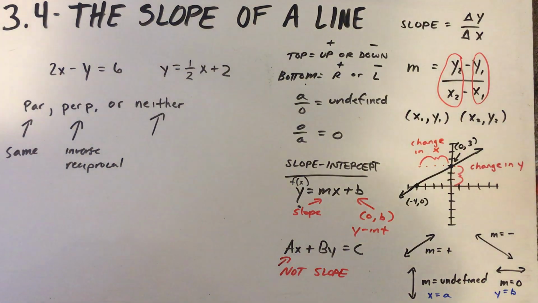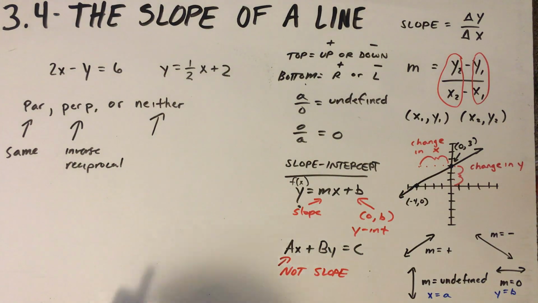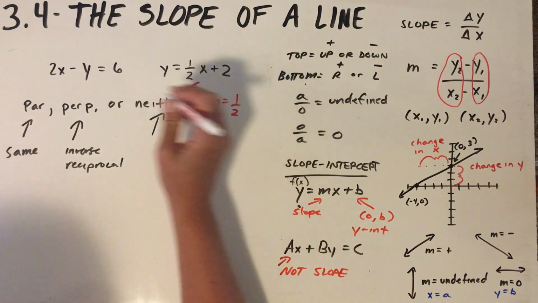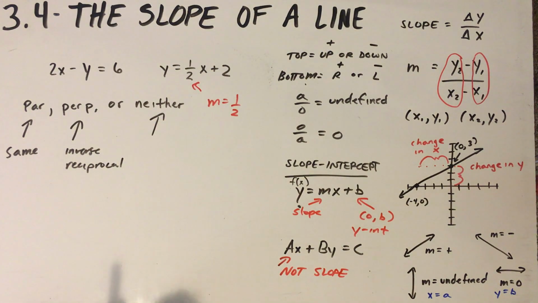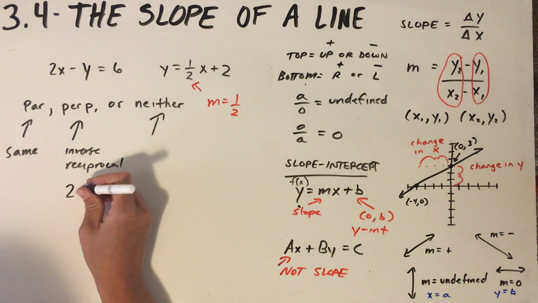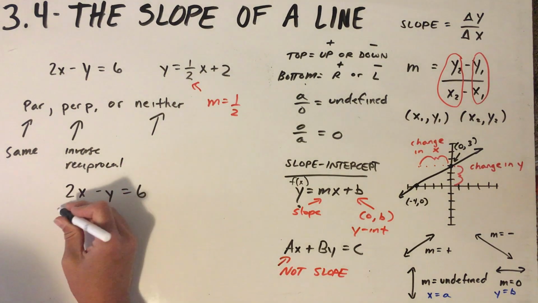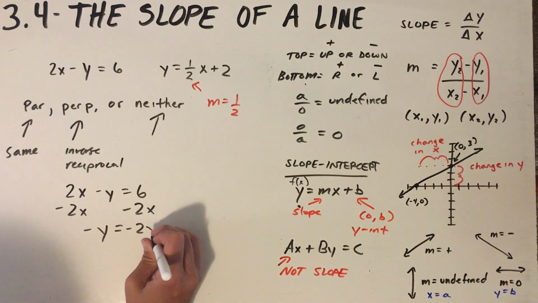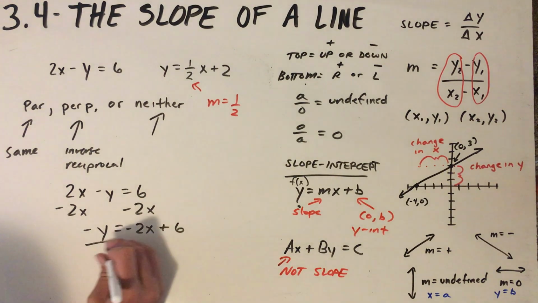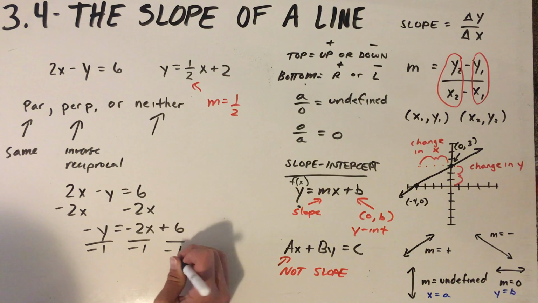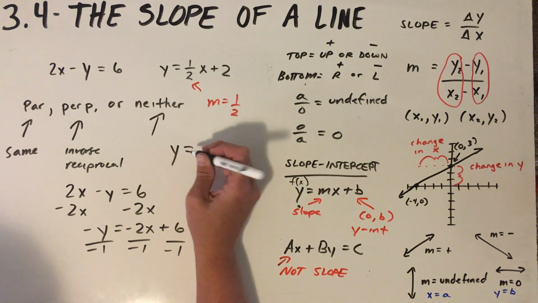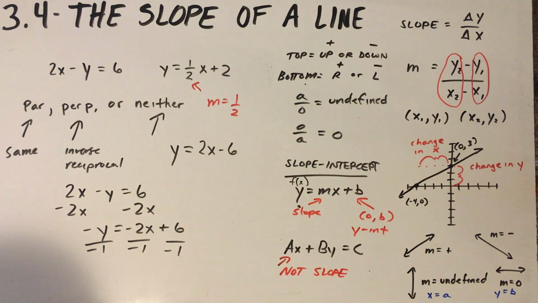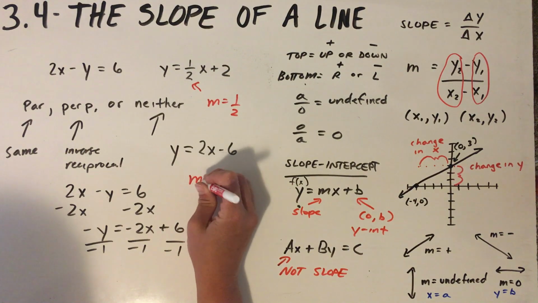So let's go through and identify the slope of these lines. Well, this one's easy because it's in slope-intercept form. The slope of this line is 1/2. Great, but what is the slope of this line? Well, to get the slope of that line, I'm going to have to solve for y. So I'm going to subtract the 2x. I get -y is equal to -2x plus 6. Divide everything by -1, and I'll write it up here: y is equal to 2x minus 6. All right, so this is my second line. The slope of this line is 2.